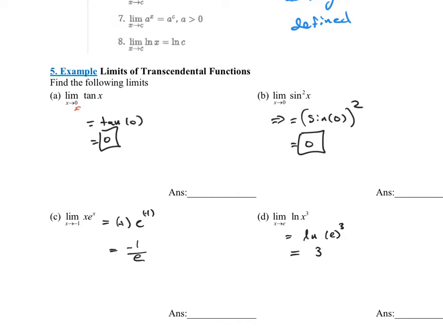If you remember your log properties, by the way, we could have taken that 3 down in front, and I know the natural log of e is 1, so I would have had 3 times 1, which would give me 3 as well. So you should be able to get the answer anyway.